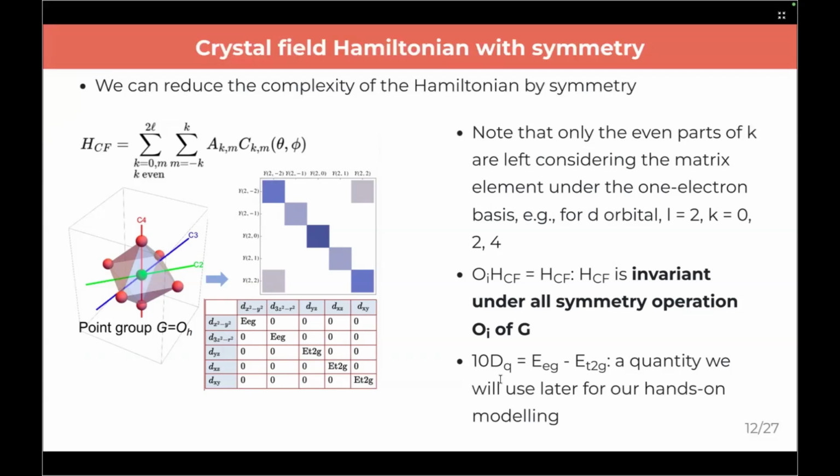And later I will show you some very simple hands-on modeling for the spectroscopy. So this quantity, I will use it later, but you just need to remember that it tells the energy difference between the Eg and T2g orbitals.